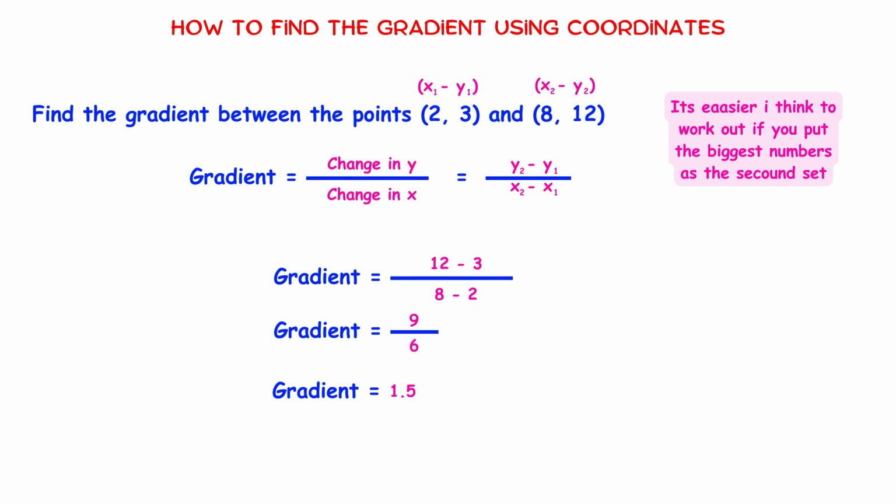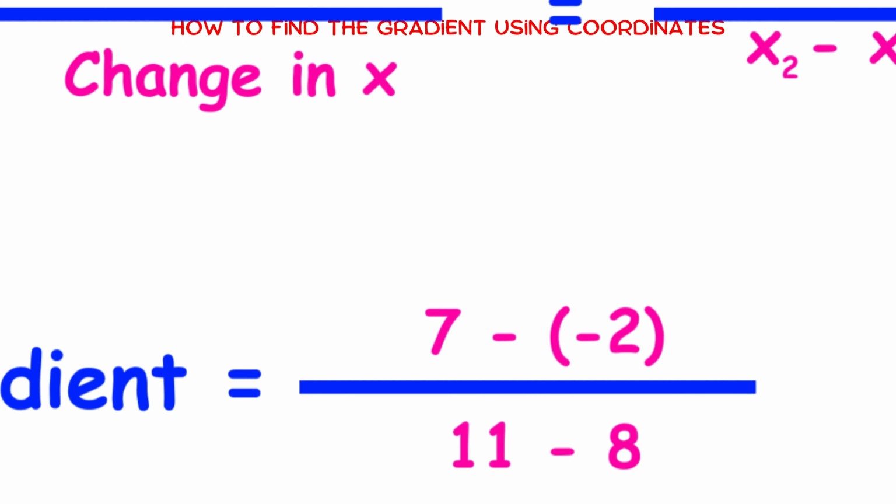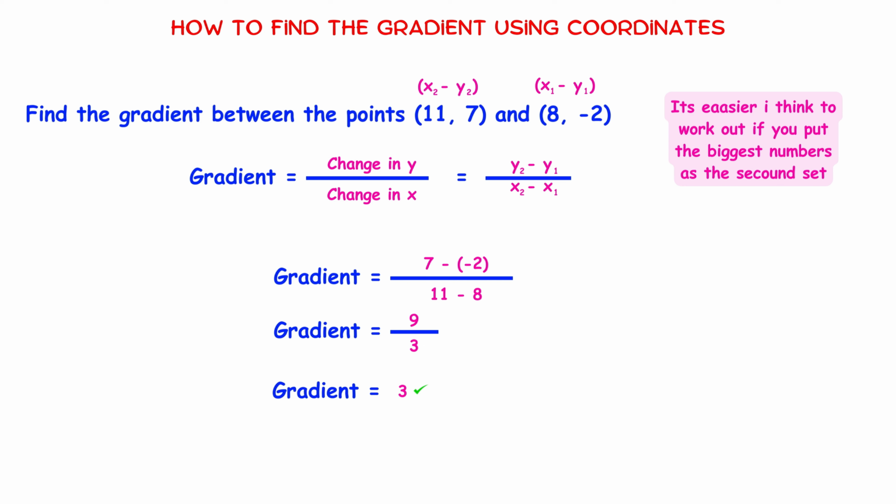To give this some more practice, let's have a look at this one where we need to find the gradient between the points (11, 7) and (8, -2). So the first thing we need to do here is choose which pair is going to be the first coordinate and which is going to be the second. And remember, it's normally easiest if we make the bigger coordinate the second one, so we'll make (11, 7) second, meaning that 11 is x2 and 7 is y2, so 8 is x1 and -2 is y1.